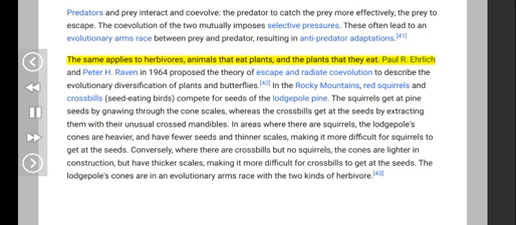The same applies to herbivores, animals that eat plants, and the plants that they eat. Paul R. Ehrlich and Peter H. Raven in 1964 proposed the theory of escape and radiate coevolution to describe the evolutionary diversification of plants and butterflies.